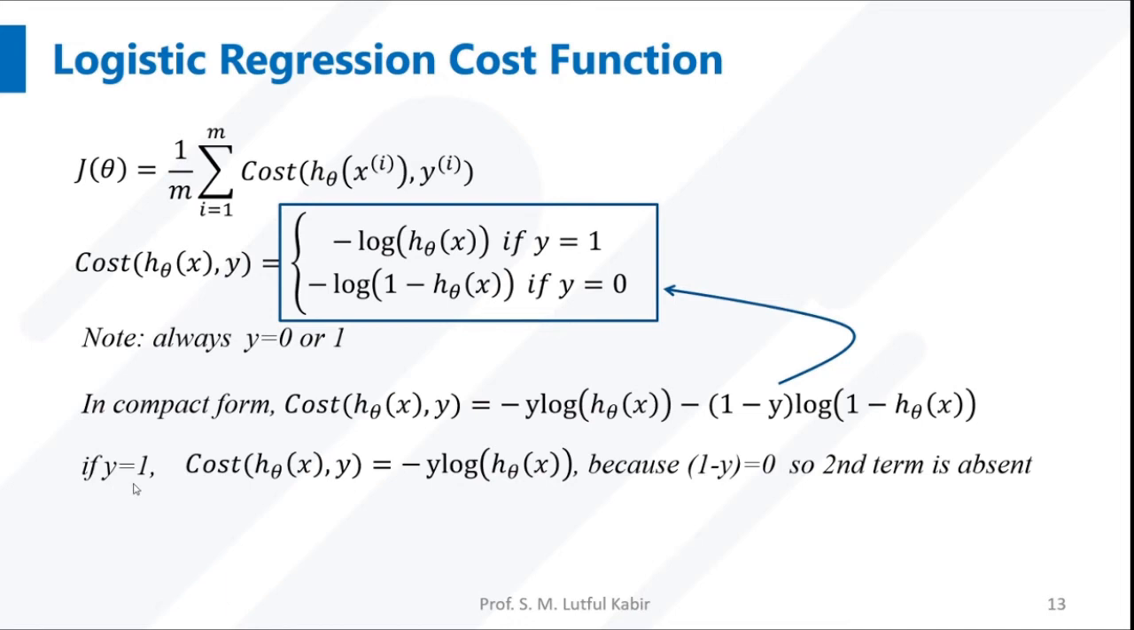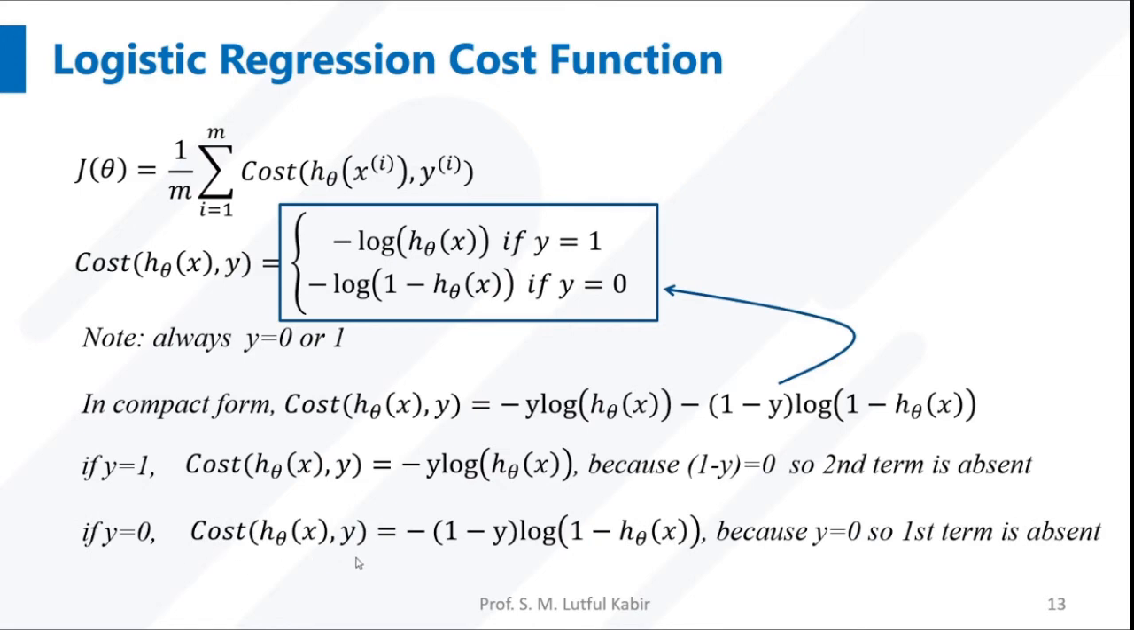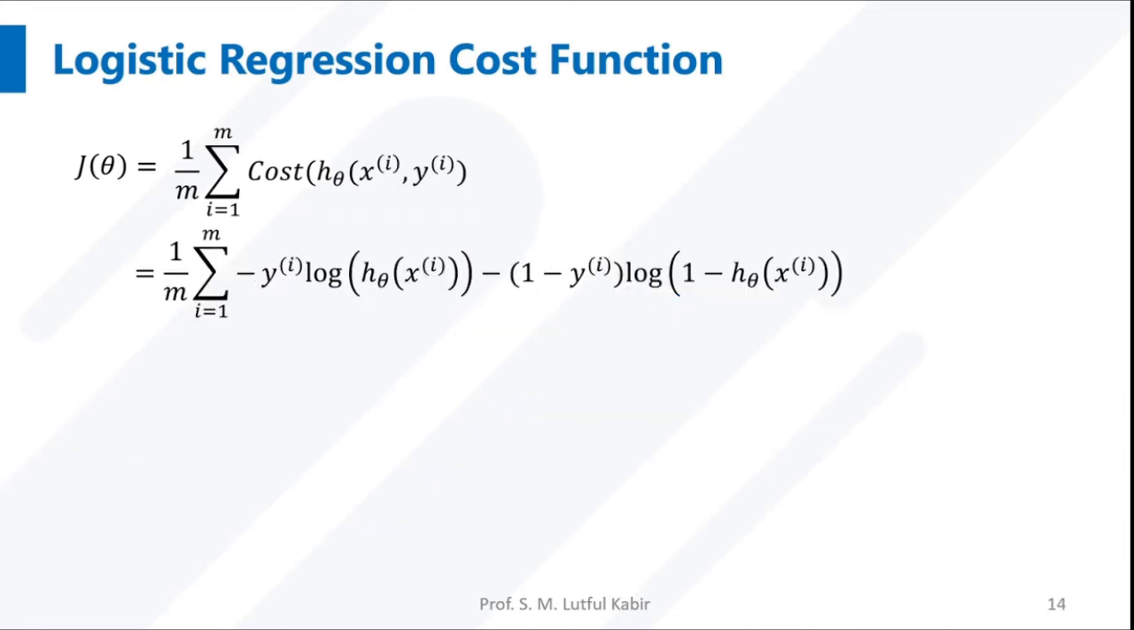Say for example y equal to 1, then the cost of h theta(x) and y will be equal to only minus y into log of h theta(x), because the second term will be absent, since y is 1, so this becomes 0. Similarly, if y equal to 0, the cost will be equal to only the second term, minus (1 minus y) times log of (1 minus h(x)), where the first term will be absent because y is now 0. This is the equation for logistic regression.